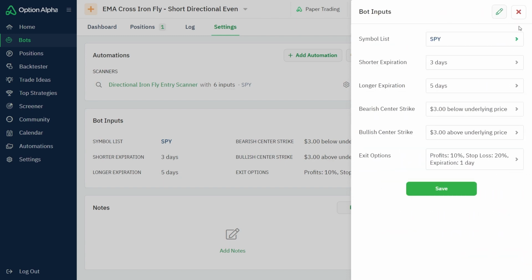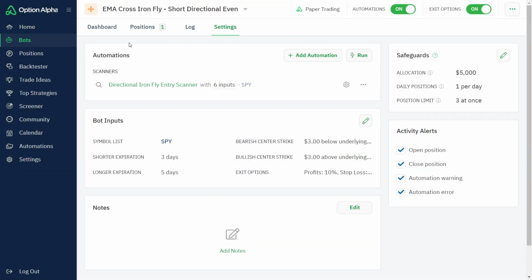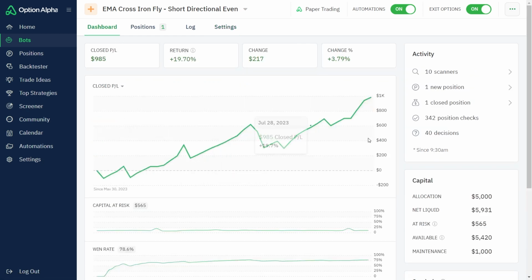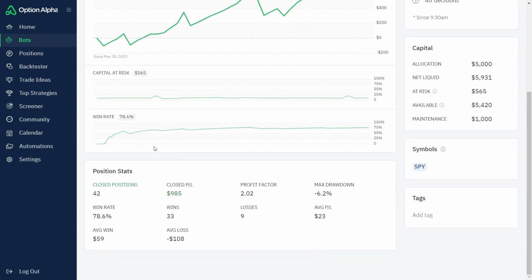So I just wanted to show you an update of the results that I am getting with this particular bot. Back here on the dashboard, you can see there's a steady increase in profit. This is my closed P&L. Again, this is a paper bot, so this is not live money. 42 positions, 78.6% win rate, and you can see 33 wins with 9 losses. My average win is $59, average loss is $108, and that really corresponds to basically taking profits at 10% or having a stop loss at negative 20%. So it's a very quick trade.